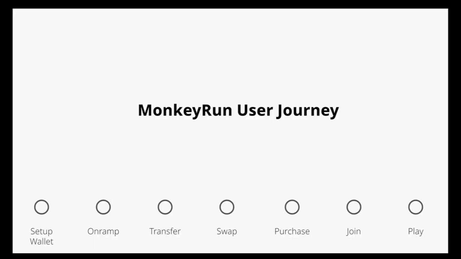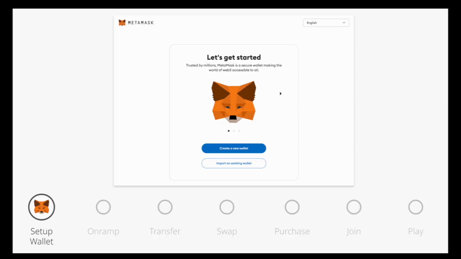So running through this user journey, we're going to see a bunch of different steps, from setting up a wallet to on-ramping fiat, transferring, swapping, purchasing, joining, and playing. We'll walk through the tools that Jen would use, and we'll extract principles specific to Web3 UX and lessons we can learn. So the first step, of course, is setting up a wallet.